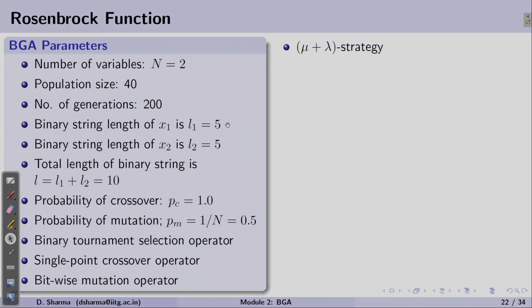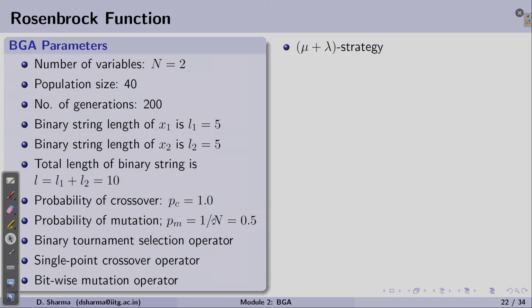Currently, the binary string length for x1 is 5, the binary string length for x2 is also 5, and the total length of the binary string is 10. So 5 plus 5 makes 10. Since the Rosenbrock function has many local optimum solutions, we are keeping the probability of crossover high, which is 1. The probability of mutation we have taken as 1 by n. This n should be a small n because it tells the number of variables.